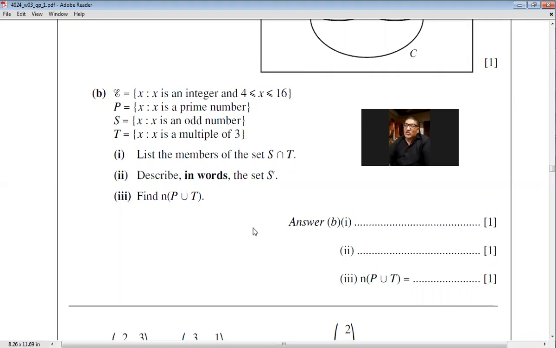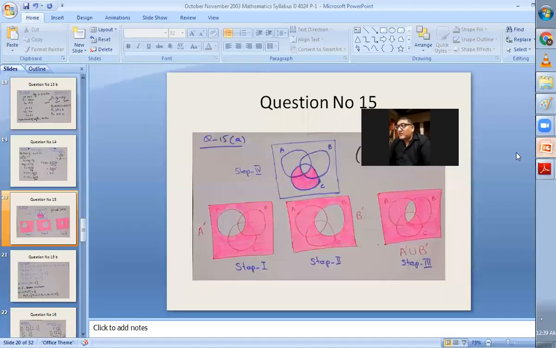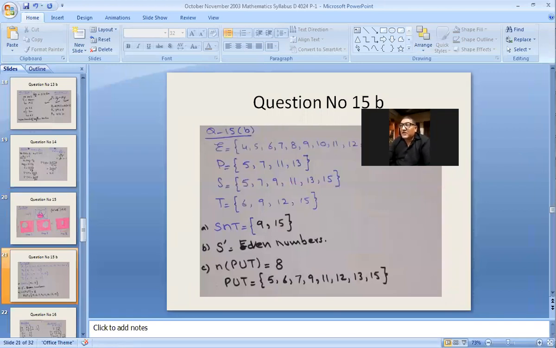So let me show you. I have done this on a paper. Okay, so let's move to the next part. Here we go.